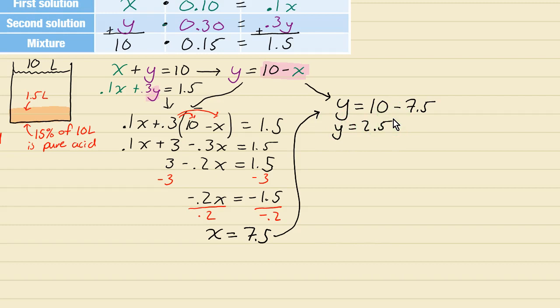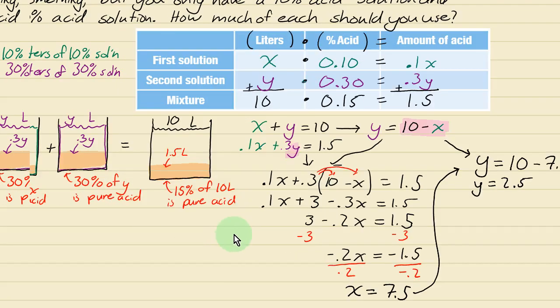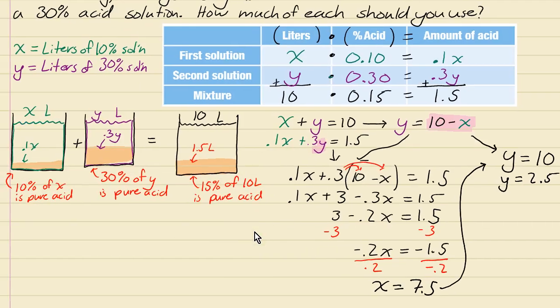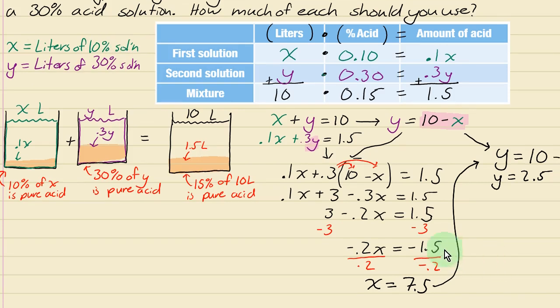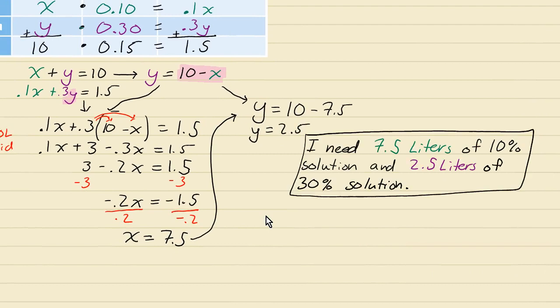Okay, so that should be the values of x and y that solve this system of equations, but to actually answer the question, we need to remember what those represent. So y was the number of liters of 30% solution needed, and x was the liters of 10% solution needed. So to answer the question, you should write something like this.